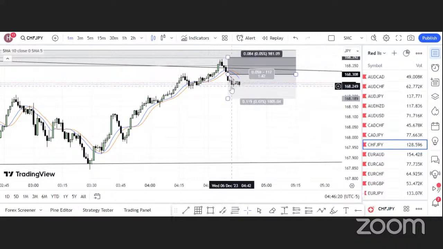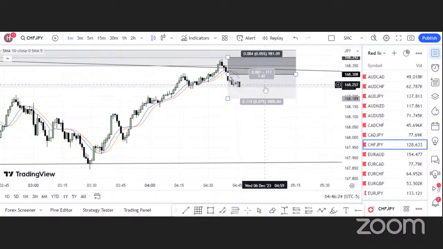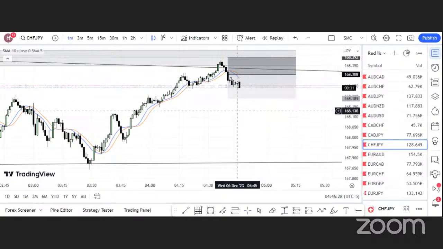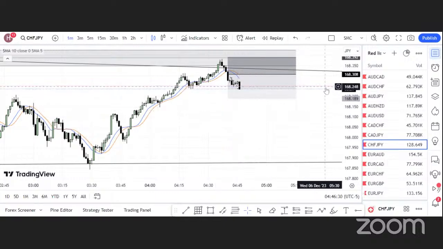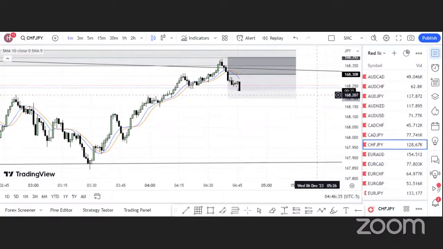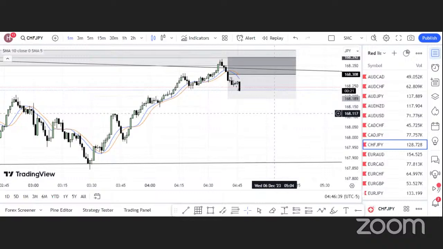So if the market successfully breaks this level, it's going to come down here. Okay, so right now it's breaking it, which is a good sign, and we are making more profit, guys. We are making profit. So the market is almost out at our take profit level.